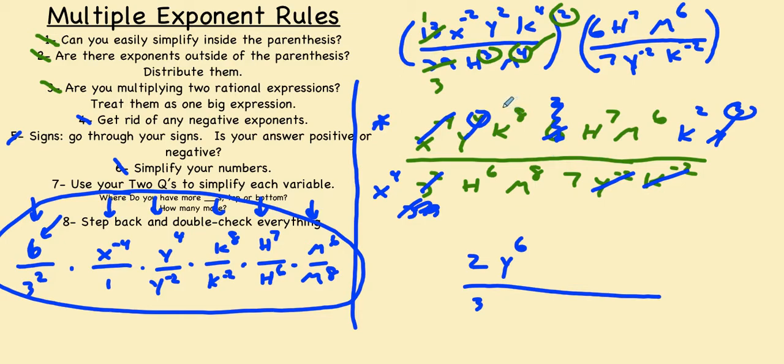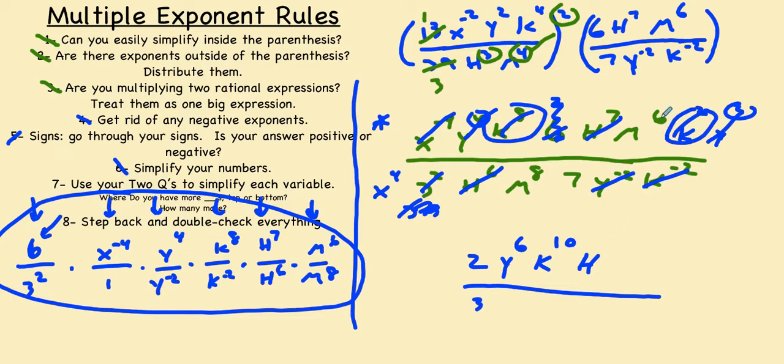Now I got my k here, k to the 8th, so I got 8 k's there, 2 k's there, no k's on the bottom. So where do I have more k's? Top. How many? 10. And they're gone. Now I'm on my h's. I have 7 on top, 6 on the bottom. So where do I have more? Top. How many more? 1. And I don't need to write a 1 for an exponent.